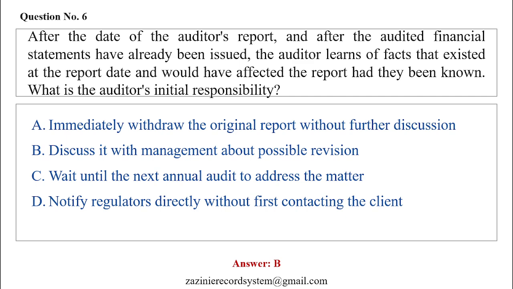Explanation. Letter B is correct because the very first step is a conversation with management about whether the financial statements actually need to be revised in light of what's been learned. Jumping straight to withdrawal, waiting a full year, or going straight to regulators all skip that necessary first conversation.